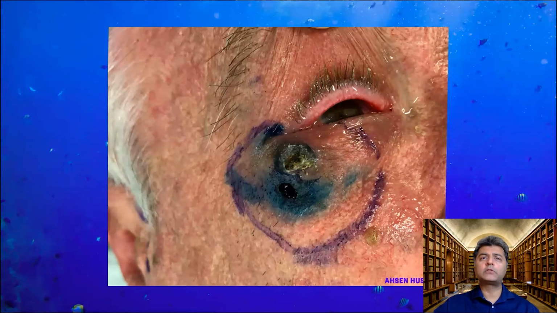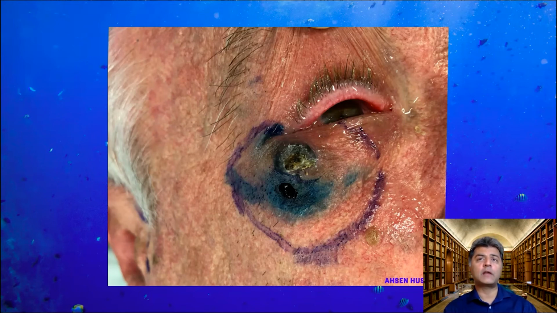So I'll just run through some treatment options. I've spoken to you about sentinel lymph node biopsy. That should be considered for any lesion over 2 millimeters in Breslow thickness. And if the patient has a positive SLN, they will need a complete neck dissection and possible radiation.